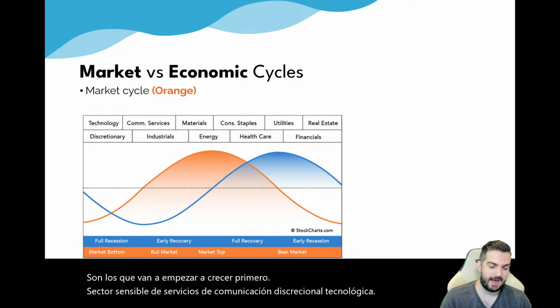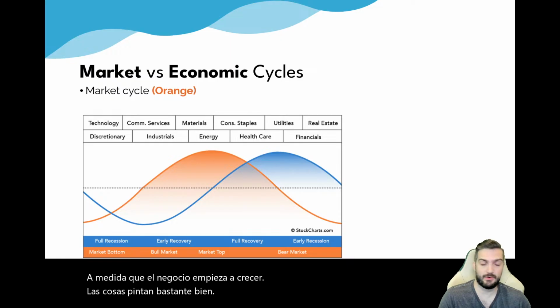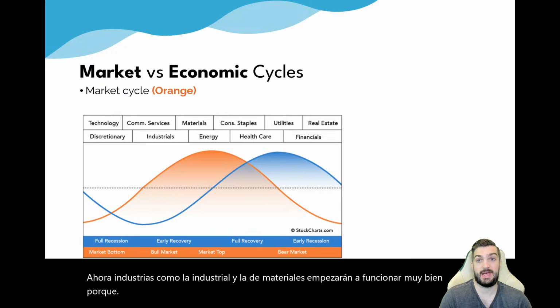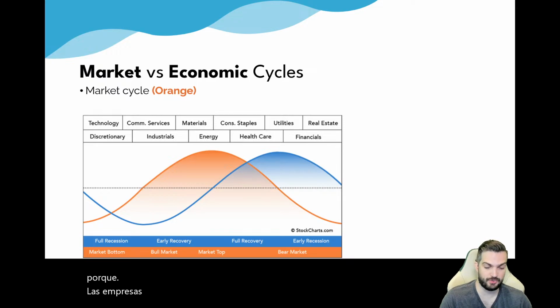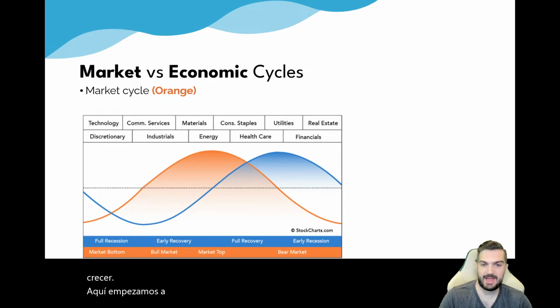Then, as business is starting to grow, things are looking pretty good. Now, industries such as industrials and materials will start to do very well because companies are expanding and require materials and new construction to expand. Here, we start to hit the market top, and the economy is beginning to slow down once again.